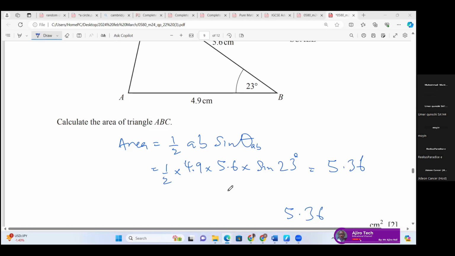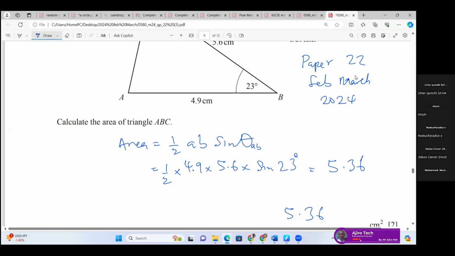Which paper is this? I didn't get that. Come again. Can you tell me which paper is this? Okay, I think the paper is February, March, 2024 variant 22. Okay, so that's the paper. Okay, Moi, you have the mic. What's your question, Moi? Can you repeat question 4?